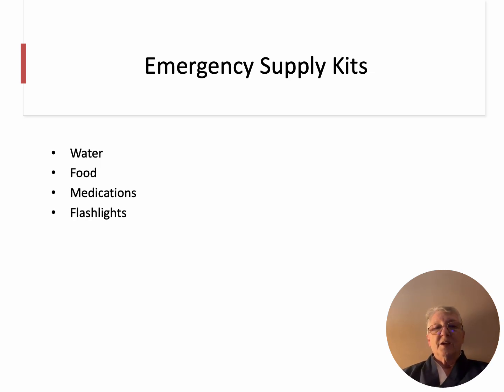Now, emergency kits and supplies should always include water, food, medication, and flashlights. You should have at least enough to last you 3 days. So remember, Yo-Yo 72. Water is the most critical resource. Preparedness guidance recommends 1 gallon per person per day.